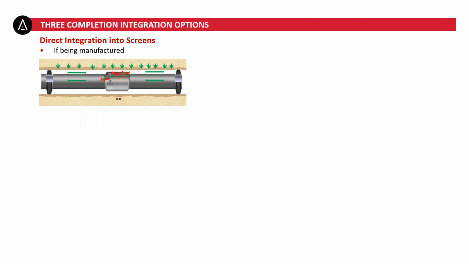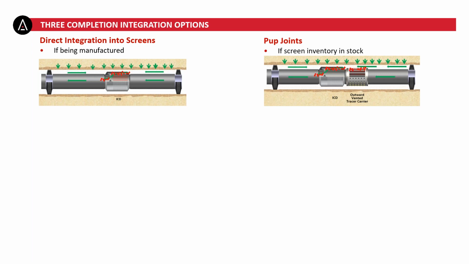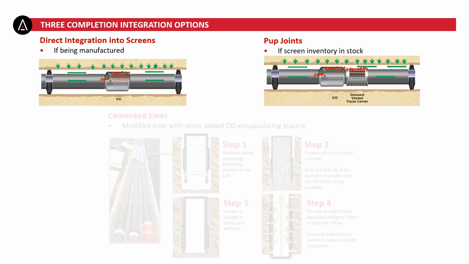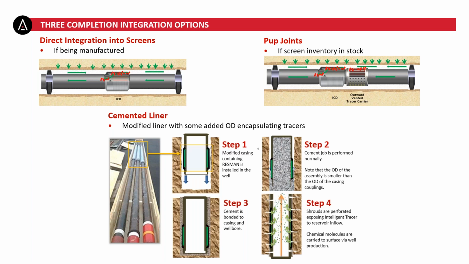Yeah. So this just gives you information as well about how we can integrate this into different completion options. For example, the first one on your left-hand side is an ICD, and you can integrate the tracer systems into an ICD if you want to. Or you can integrate it into an outward vented carrier or a sand screen, and that will be maybe before an ICD or just a normal sand screen. We can even do it on a cemented liner application where you would just run it along with the liner, and then you can cement around it, and then you can perforate through them.